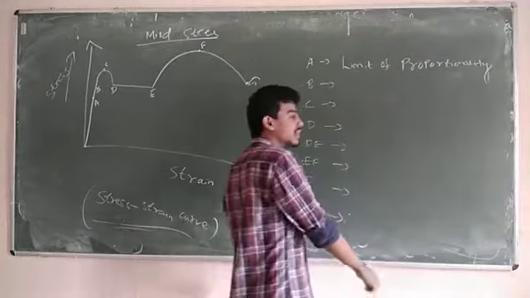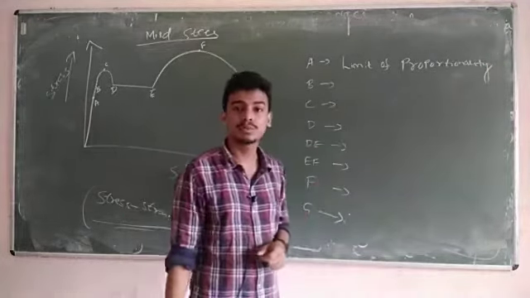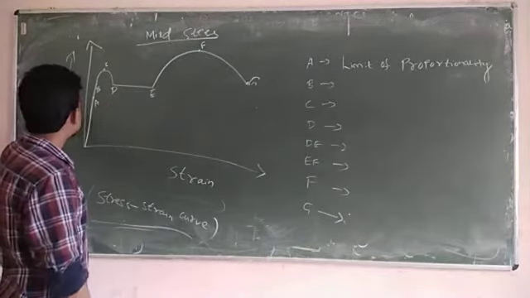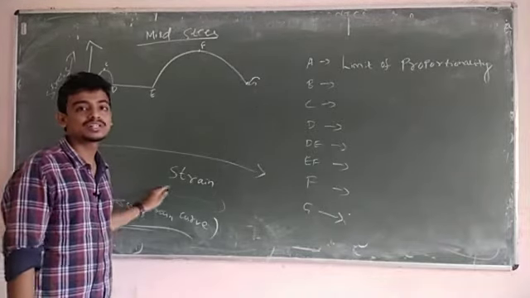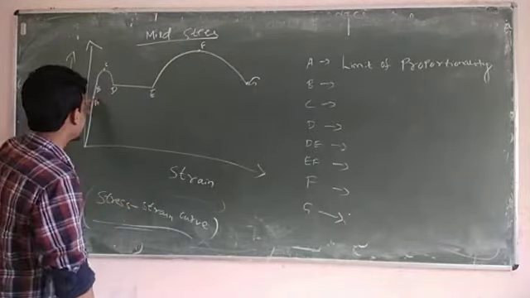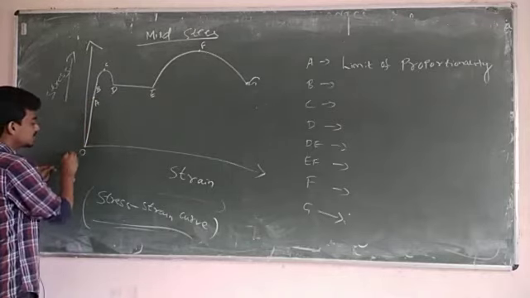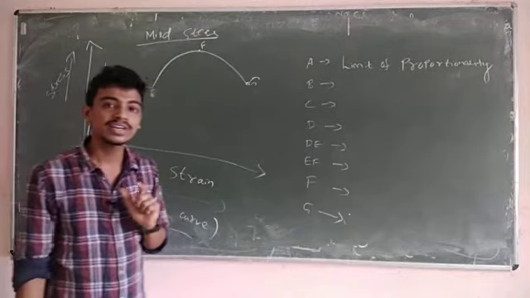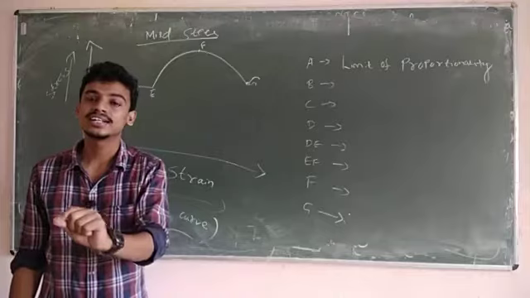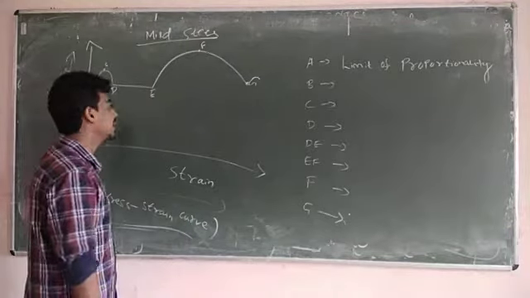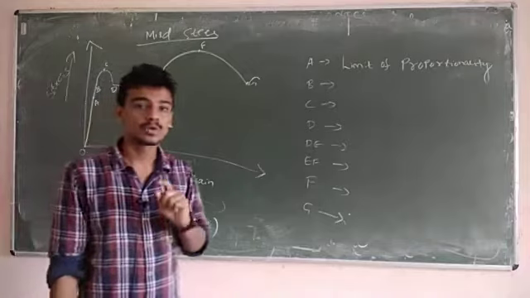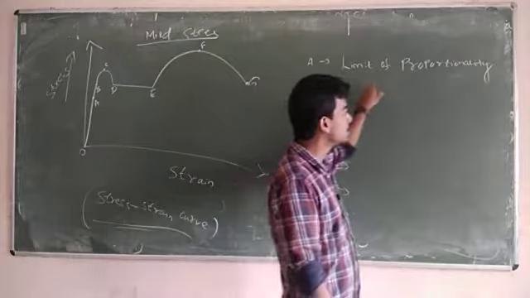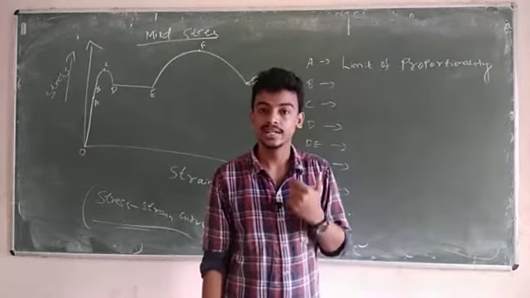That is point A. Now the question is, what is limit of proportionality? It means the stress is directly proportional to strain up to the point A. Suppose here is the origin O, then OA is the linear region. Stress is linearly related to strain up to point A. That is called limit of proportionality. Remember the point name, that is important: limit of proportionality or proportionality limit.